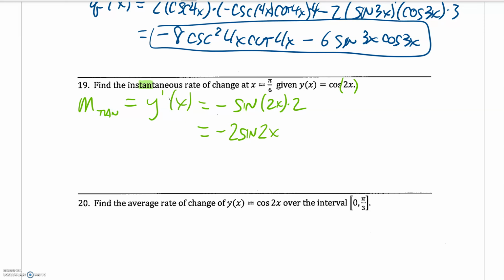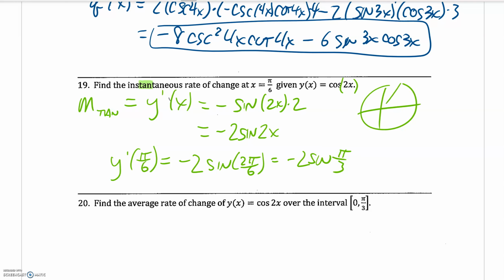We don't really need the parentheses around the 2x there. So next up, we're going to go plug in the value of pi over 6 that they gave us. And then we'll get negative 2 sine of 2 pi over 6, which is really just negative 2 sine of pi over 3. And of course, we know our sine of pi over 3, it's up here. That's a tall triangle. So that's going to be negative 2 times the rad 3 over 2. The 2's will cancel, negative rad 3. So that right there, that's the instantaneous rate of change that occurs at x equals pi over 6.